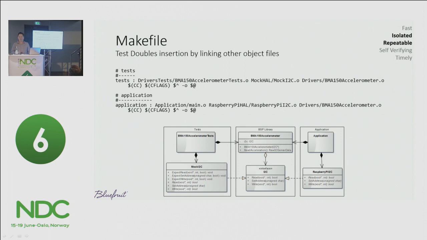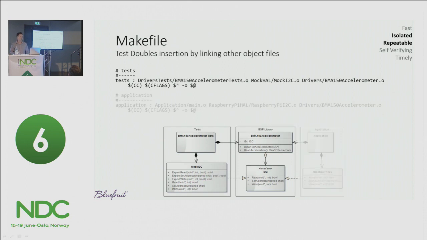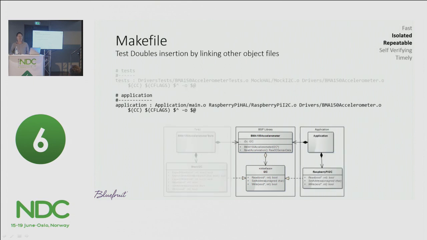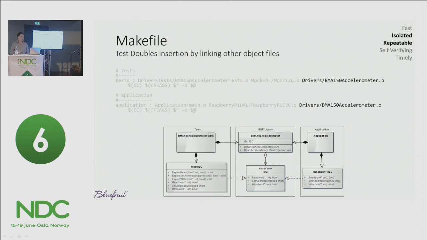So this can actually be relatively easily achieved in a make file. When I want to build the tests, I link the mock I2C and the tests object file. So this is actually where I'm doing the insertion of my test double. And when I want to build the application, I link the Raspberry Pi I2C object file and the application object file. In both cases, I'm linking the same object file for the BMA150 accelerometer. So I'm testing as close as possible the code that will end up in the final application.